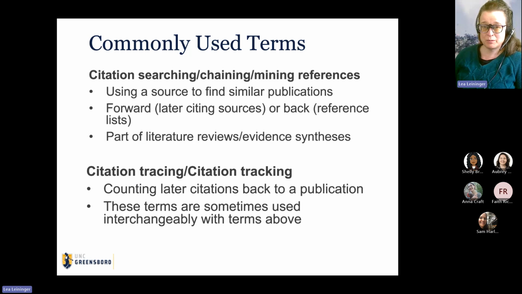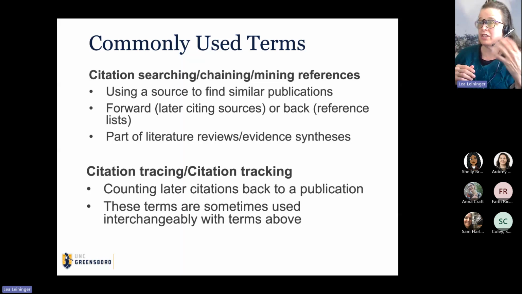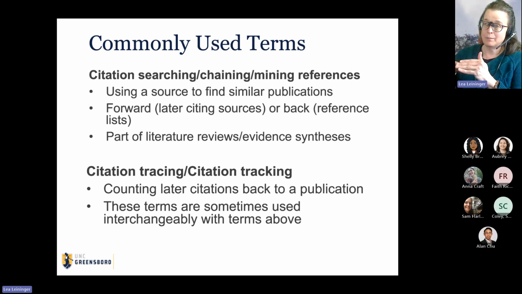So there are a lot of terms that we use to talk about searching for citations. My goal here is not to establish some definition of all sorts of things that we could be doing, but just to point out, you might have heard citation searching, citation chaining, citation mining, or mining references. A lot of times terms like this are used to describe using a particular source, a publication, to find similar publications. So maybe it's going forward in time to later citing sources, or maybe it's going back, looking at those reference lists. Often this is part of a literature review or an evidence synthesis.